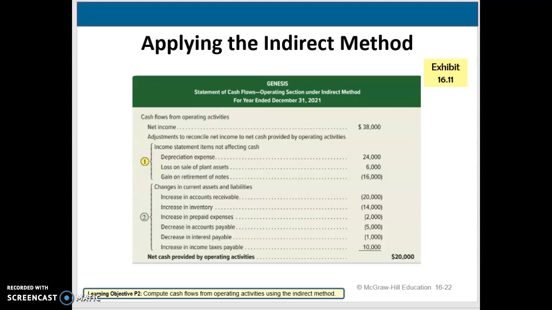First, adjustments for changes in current assets and changes in current liabilities. Next is going to be adjustments to the income statement items that do not impact cash. So we see here, they list the first one. This is our adjustments to the changes in current assets and current liabilities. That's what we see in this number 1 listed here. Number 2 is the adjustments to the income statement items that did not impact cash. All right, let's keep going.